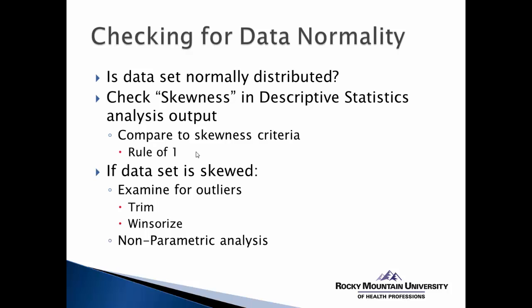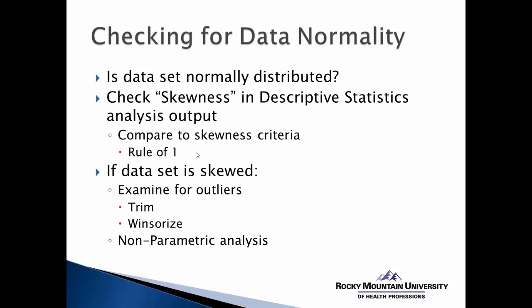Now, what do we do if the skewness score that we've collected falls outside of that rule of 1? So let's say, as I mentioned earlier, we had a skewness score of -1.7. What do we do then? Well, one of the main reasons we have a skew is due to something called an outlier. And that's a score that is much higher or much lower, or maybe both, compared to the rest of the scores.